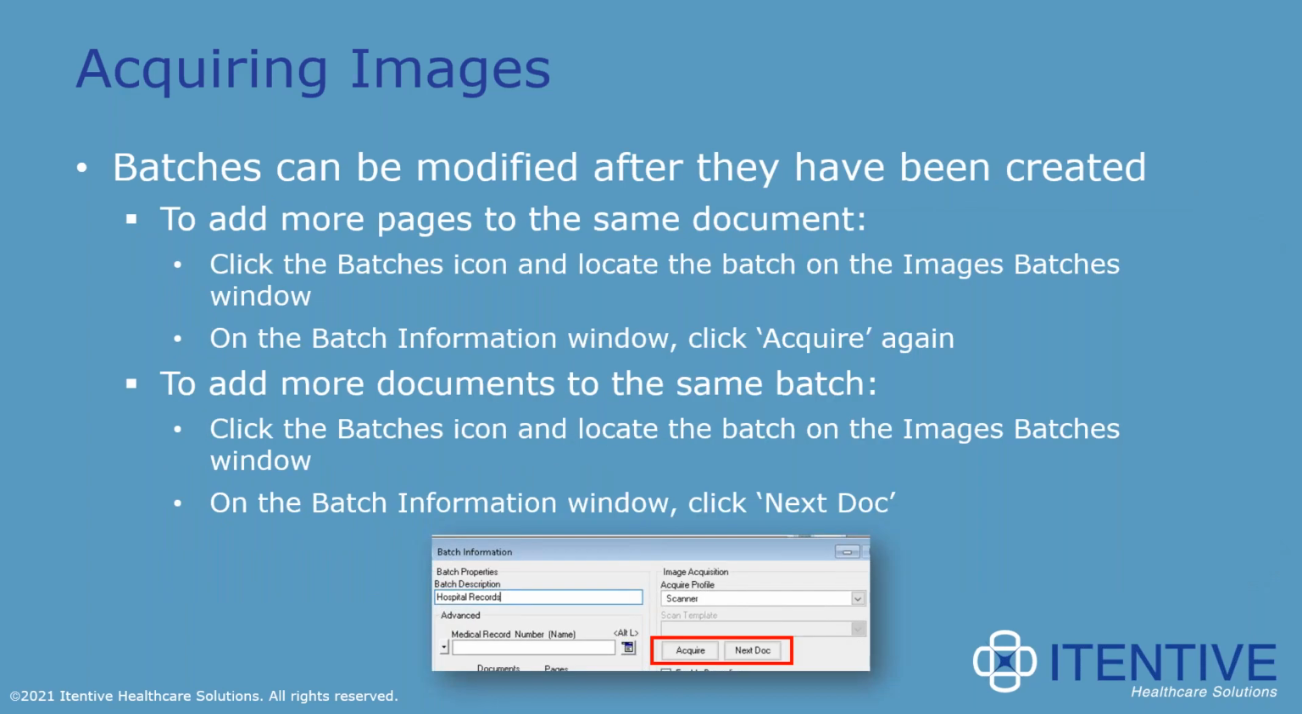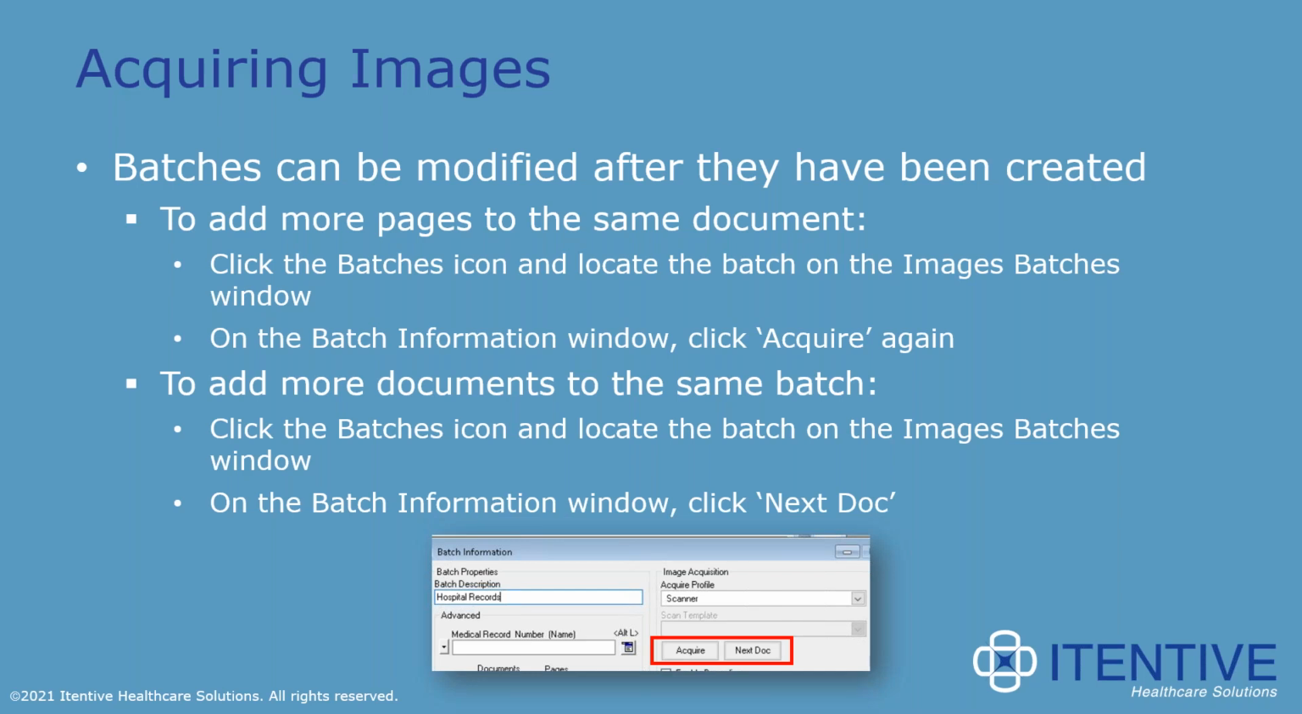So our batches can be modified after they've been created. So a few options. The first is to add more pages to the same document. So, for example, maybe you scanned a document and you realize that a page got left out and now you need to add it to that existing document.